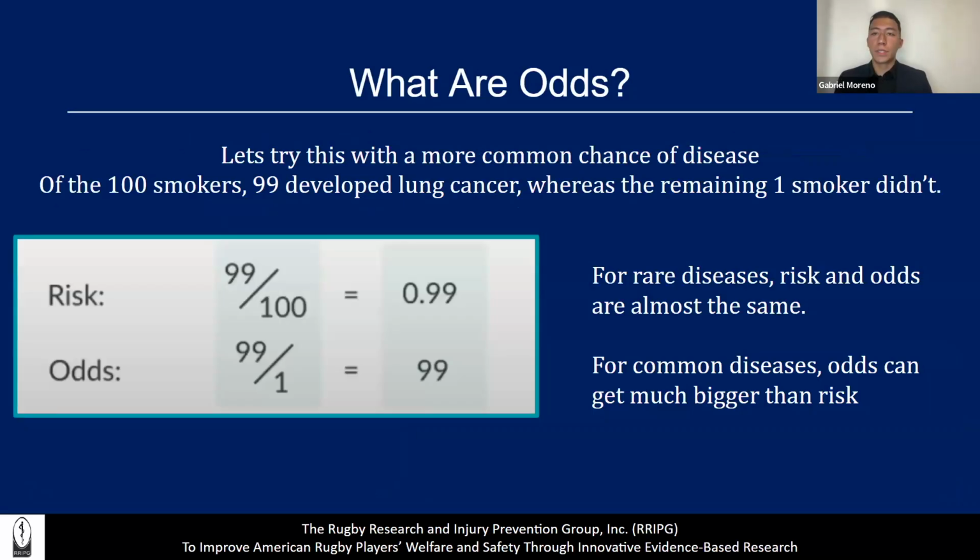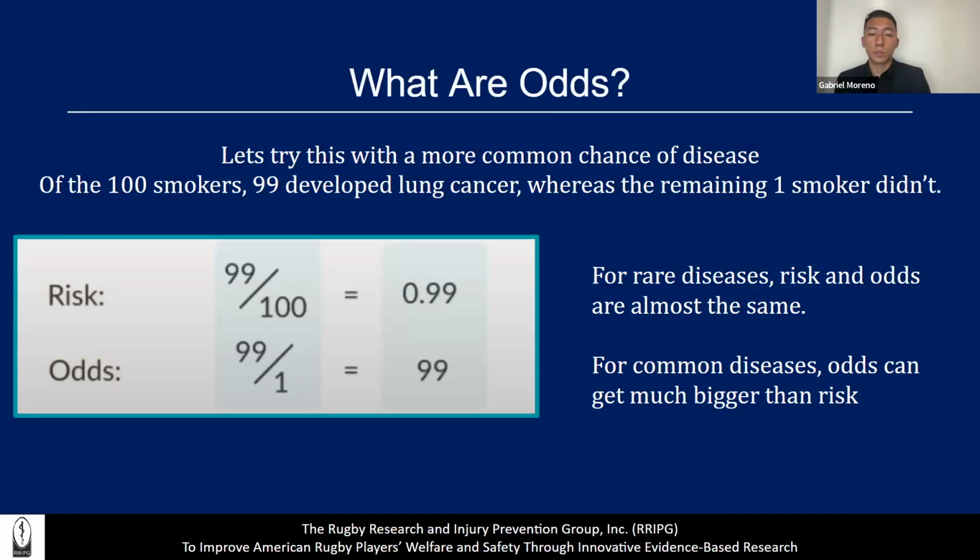Now let's try this with a more common chance of a disease. Let's imagine that out of the 100 smokers, 99 developed lung cancer, and there was just one smoker who didn't. Or we could substitute this with anything else that's very, very common, like a common cold. For rare diseases, you're going to notice that the risk and the odds are very close. But for common diseases, the odds can get a lot bigger than the risk.